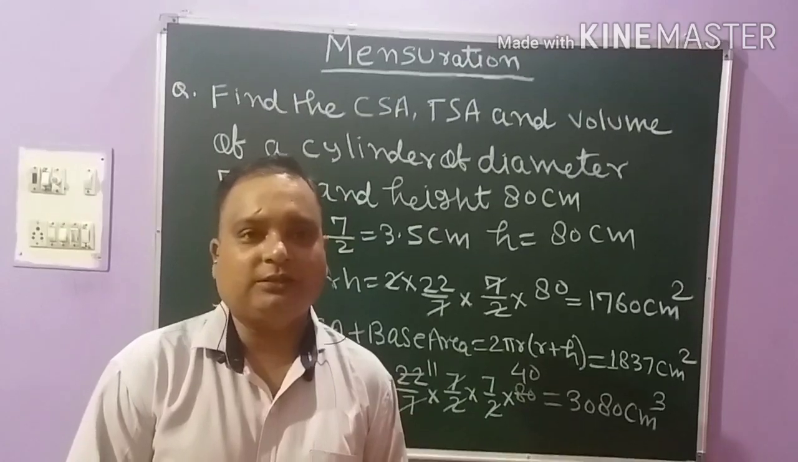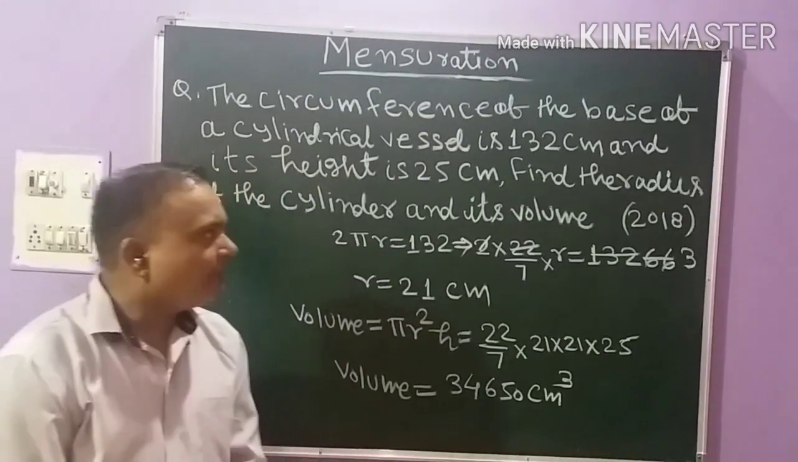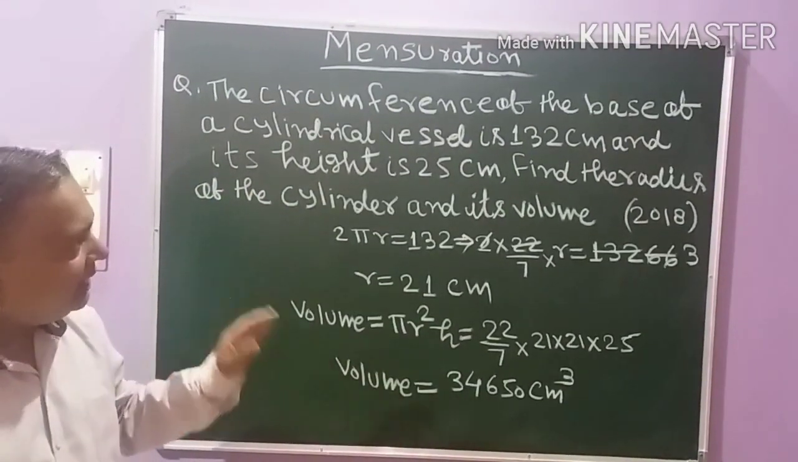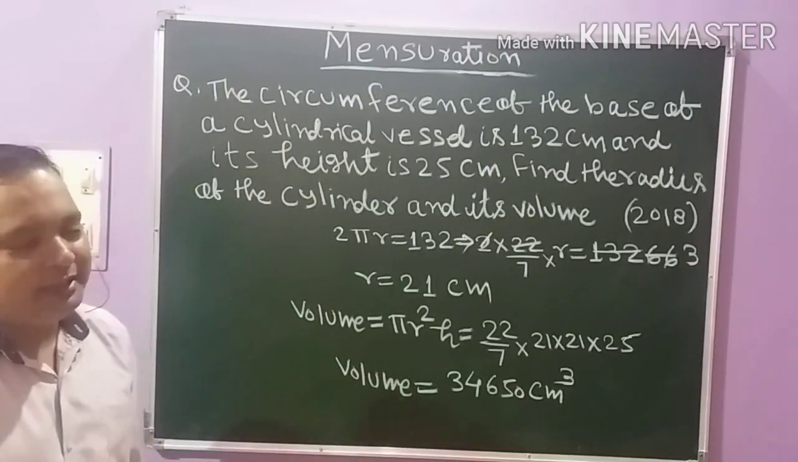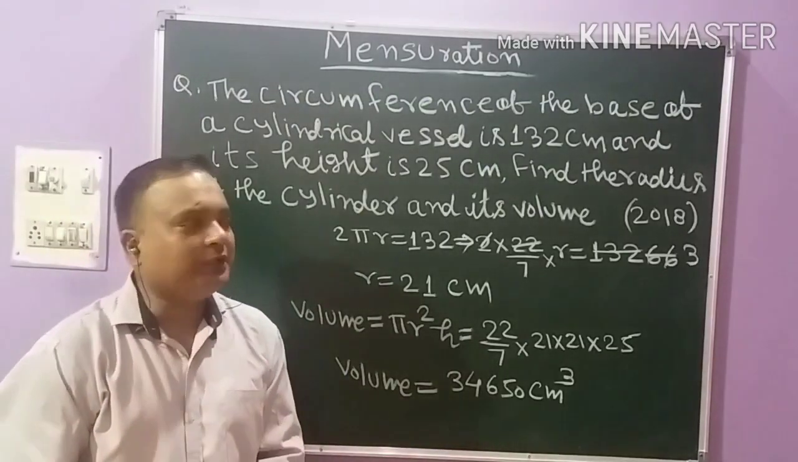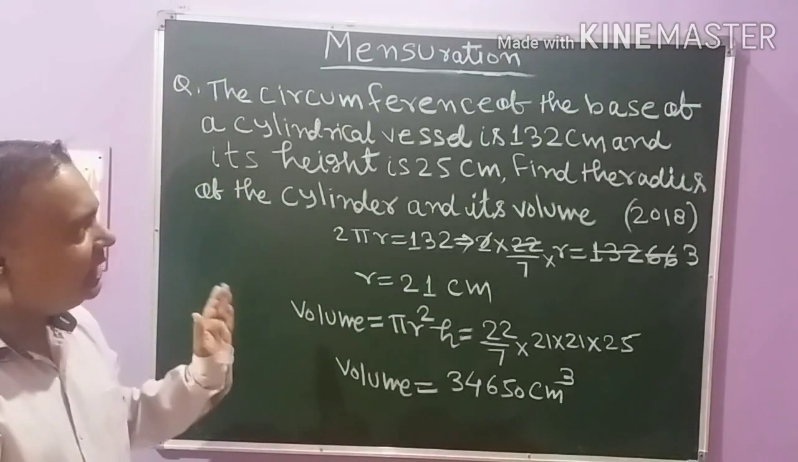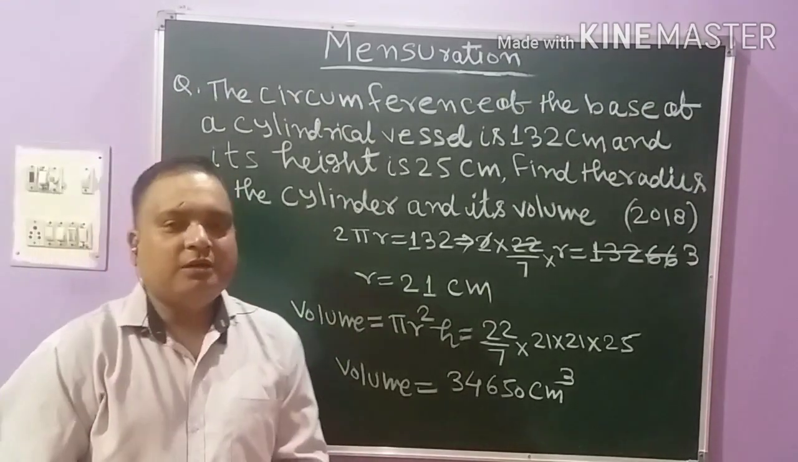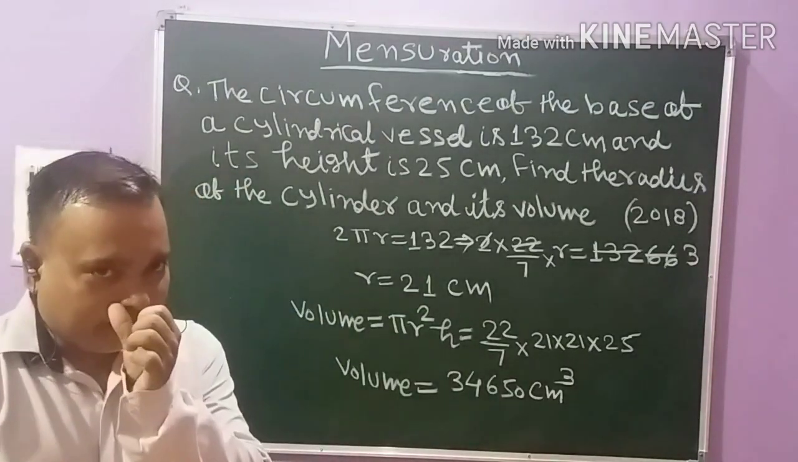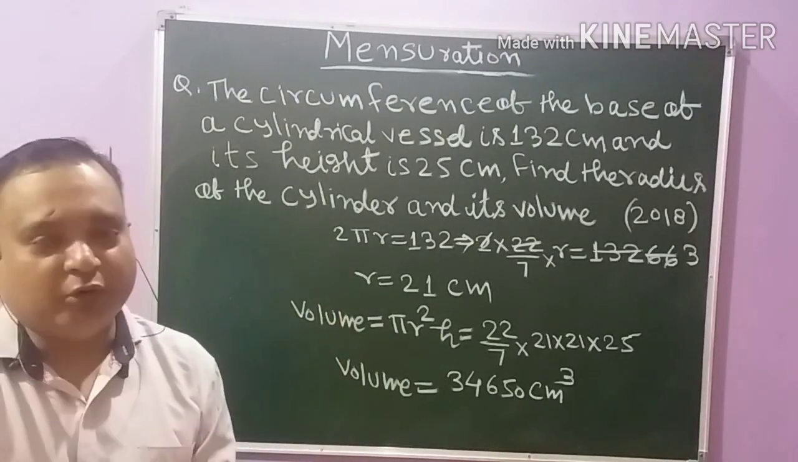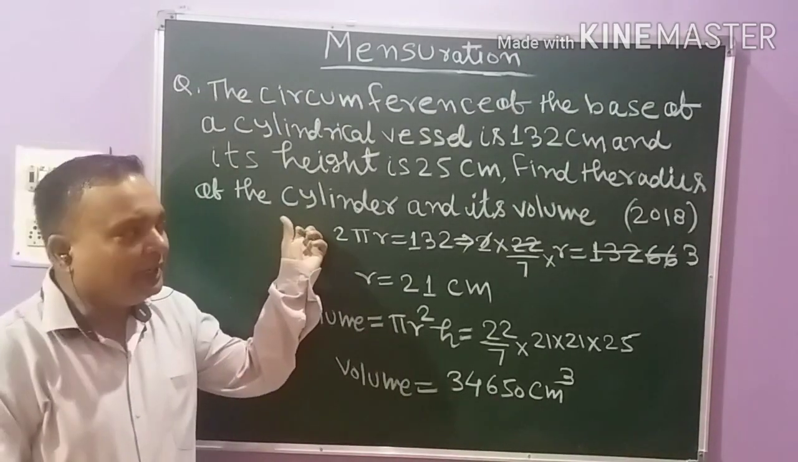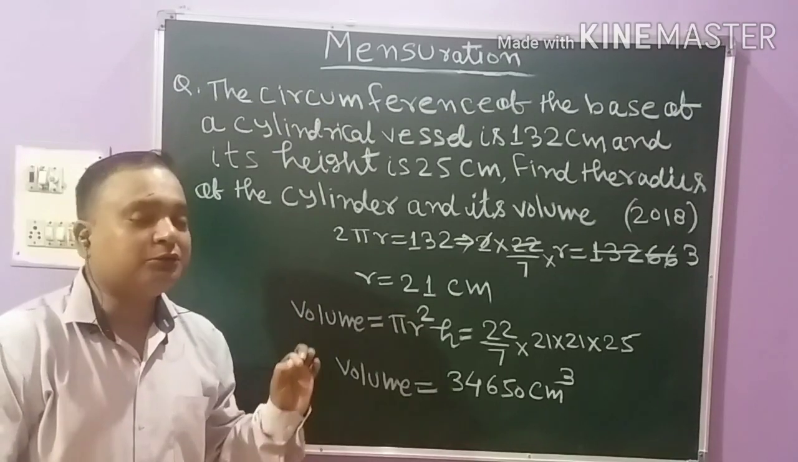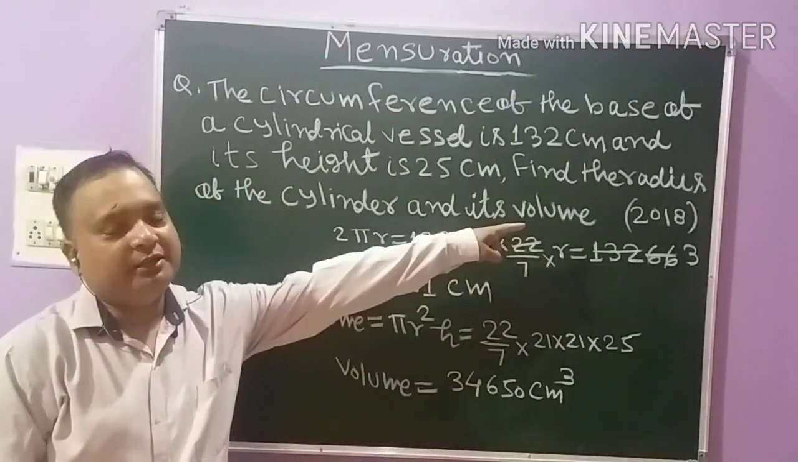Now the next question is, the circumference of the base of a cylindrical vessel is 132 centimeter and its height is 25 centimeter. Find the radius of the cylinder and also find its volume. This question was asked in ICSE 2018. I already wrote it here.